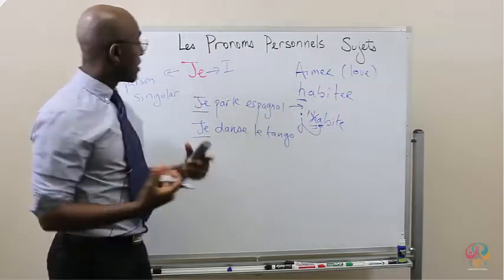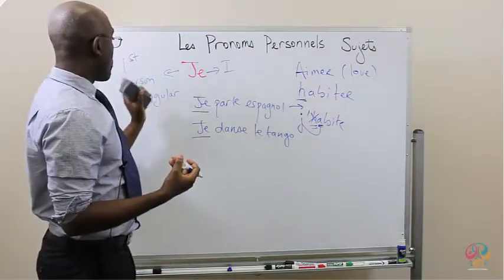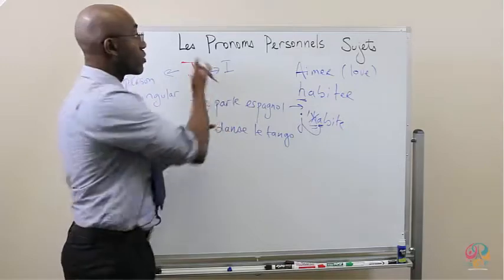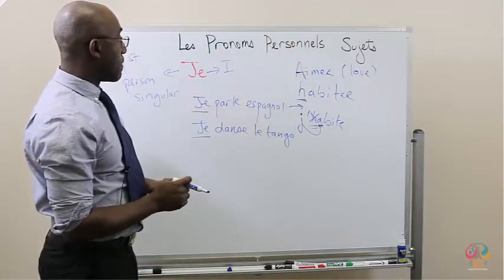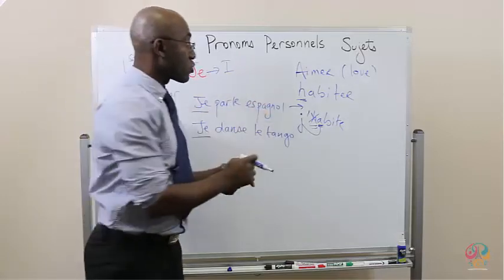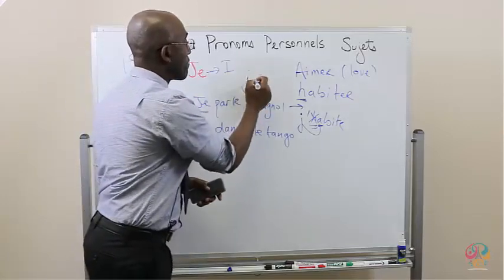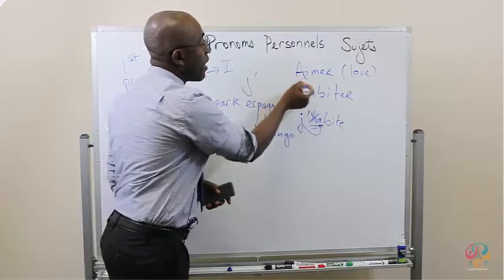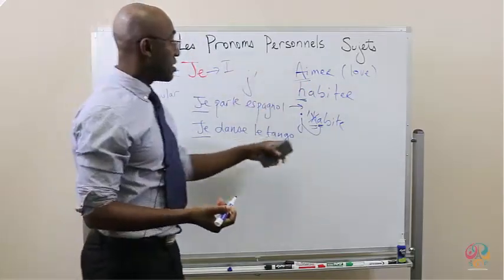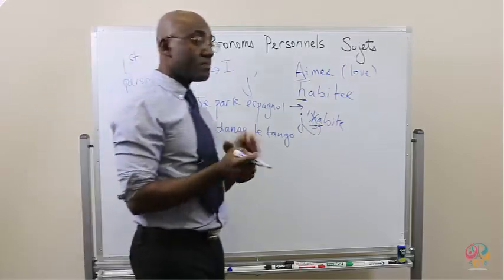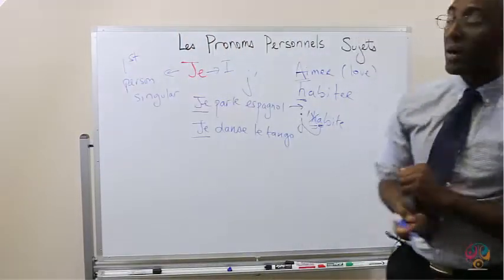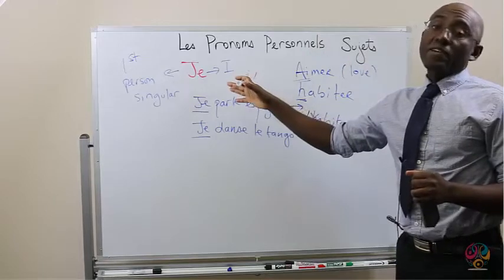It means I. It's considered the first person singular among the pronoms personnels sujets, right? And it will turn into J apostrophe whenever it precedes a vowel or whenever it precedes a silent H. Basically, that's all you need to know about je specifically.